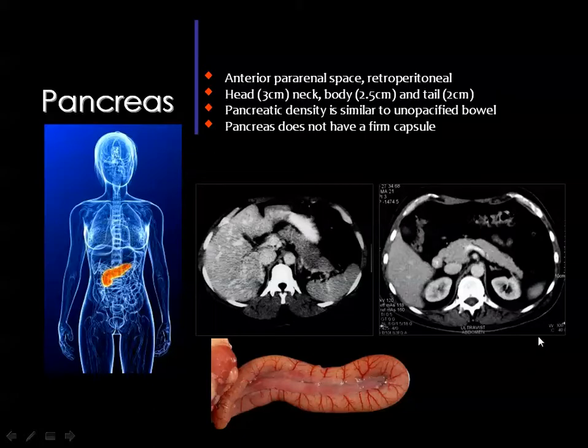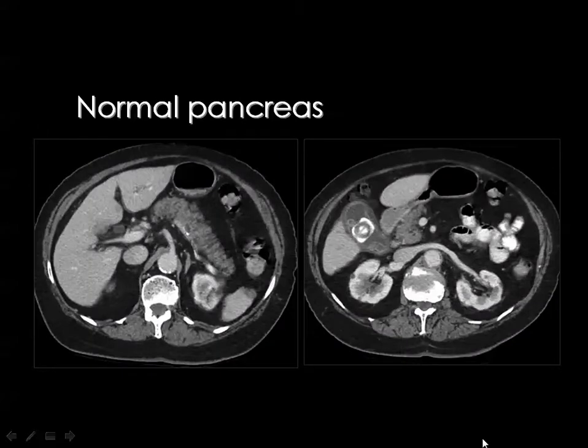And you remember that the vessel which is running along the posterior border of the pancreas is the splenic vein. And this is the remaining part of the spleen, left kidney, right kidney, aorta, IVC, and the liver. Then here you can see this is the pancreatic body and the tail, and this is the splenic vein running along the posterior aspect of the pancreas.